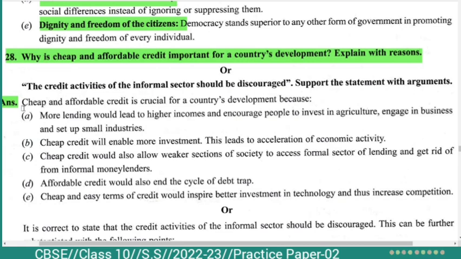Next point, cheap credit will enable more investment. This leads to acceleration of economic activity. Next point, cheap credit would also allow weaker sections of society to access the formal sector of lending and get rid of informal moneylenders. Next point, affordable credit would also end the cycle of debt trap. Another point, cheap and easy terms of credit would inspire better investment in technology and thus increase competition.